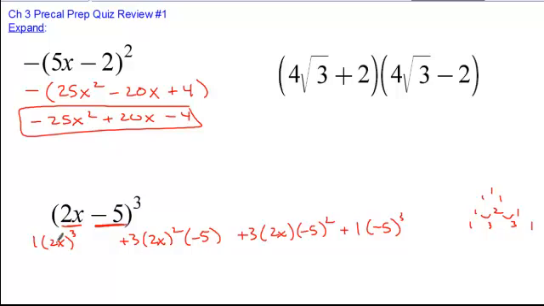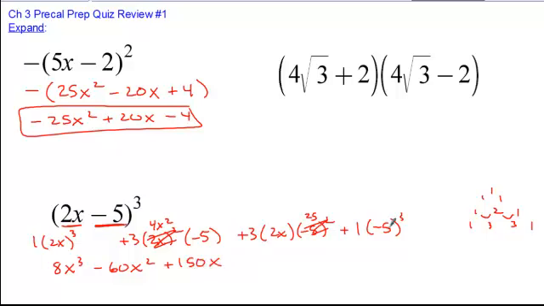So we cube the 2, cube the x. Here we square the 2x, so we square the 2, square the x. And we get 4 times the negative 5 is negative 20 times 3 is negative 60, and then the x squared. Here we square the negative 5 because it becomes a positive 25. You get 25 times 2 is 50. 50 times positive 3 is positive 150, and then the x carries along.